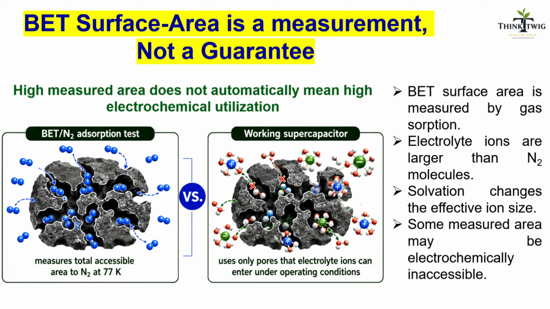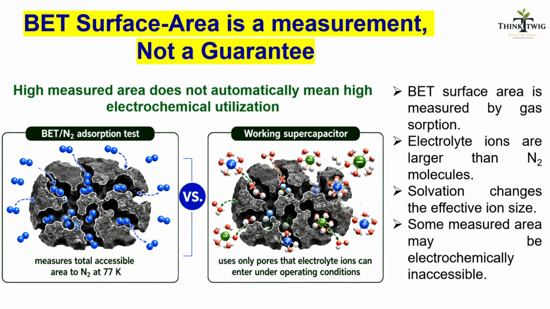But now switch from the instrument to the actual supercapacitor. Inside the device, nitrogen gas is not storing charge, and the major contributors are the electrolyte ions. And these ions behave differently. An electrolyte ion is often surrounded by solvent molecules, and this surrounding layer is called the solvation shell. In simple words, the ion is moving with solvent molecules around it, so its effective size becomes different from its bare size.